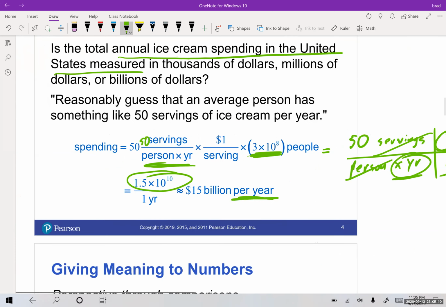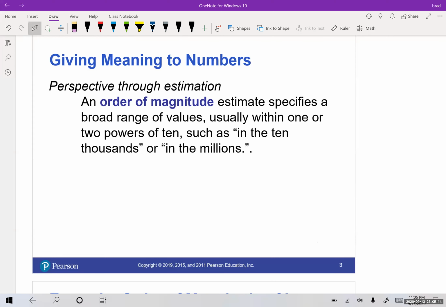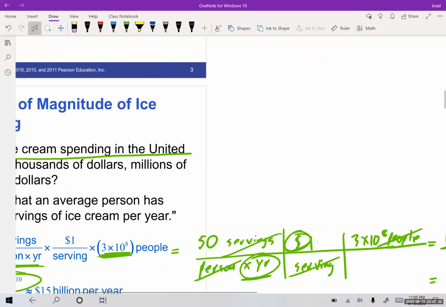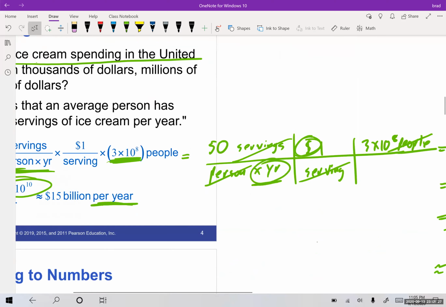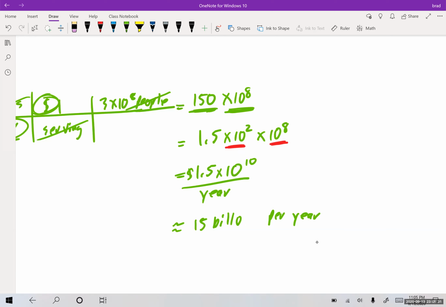So here, if we look up here, it says, an order of magnitude estimate specifies a broad range of values, usually within 1 or 2 powers of 10, such as in the 10,000s or in the millions. So that's what they're trying to do right here, is they're trying to get it to make sense to us. So we don't know the exact value, but we're estimating that it's about 15 billion.